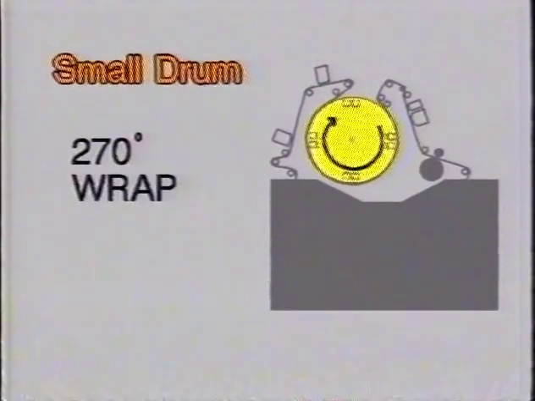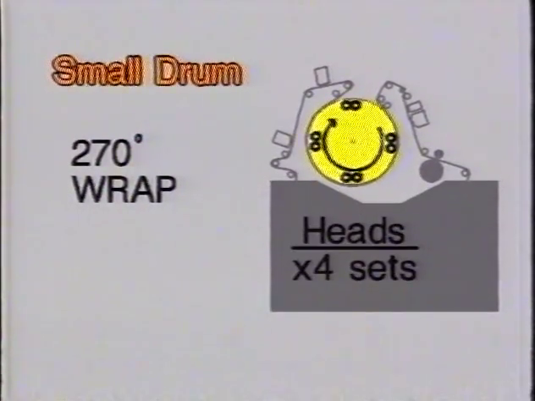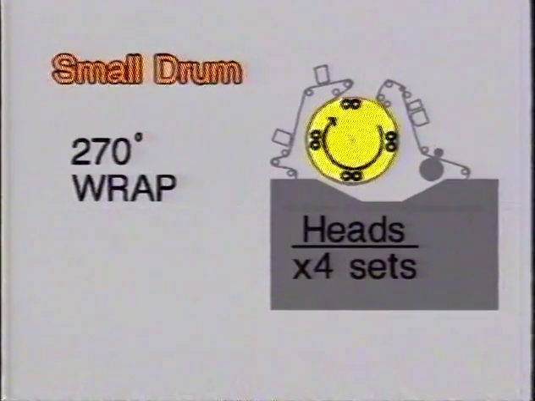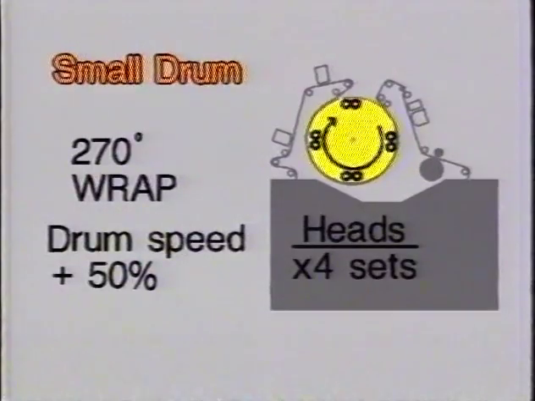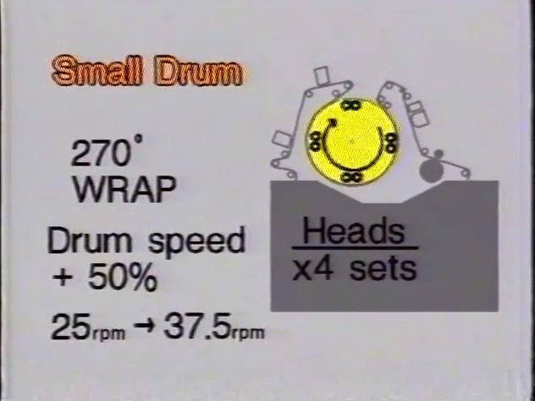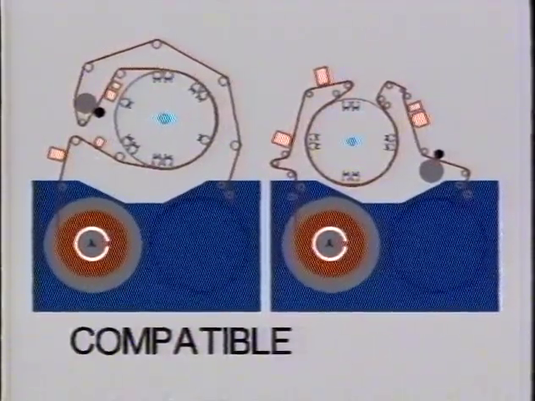The wrap angle is 270 degrees and uses 4 heads instead of the usual 2, but it maintains the same tape format. To do this, the drum speed is increased by 50%, from the standard 25 revolutions per second to 37.5. This means absolute compatibility with machines that have the larger size of drum.